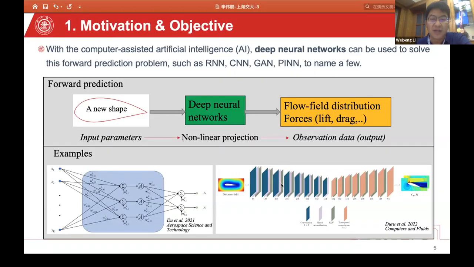Yeah, and with AI, a deep neural network can be used to solve this forward prediction. For example, if we have a new airfoil and we want to know the fluid field around the airfoil and the force from the airfoil, we can use a well-trained deep neural network to do the projection from the input parameters to the observed data. And actually the neural network is a nonlinear projection. There are a lot of methods, for example RNN, CNN, GAN and PINN, to name a few, that can do this work.